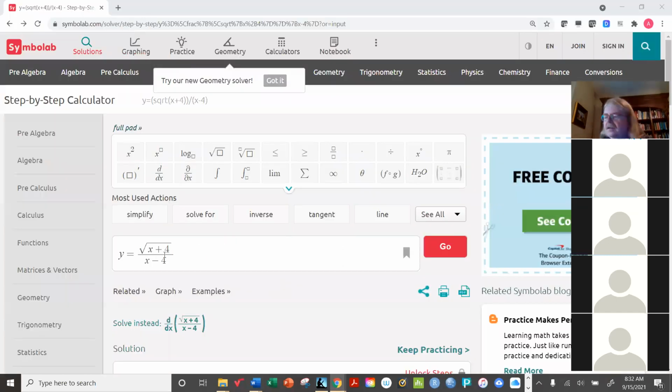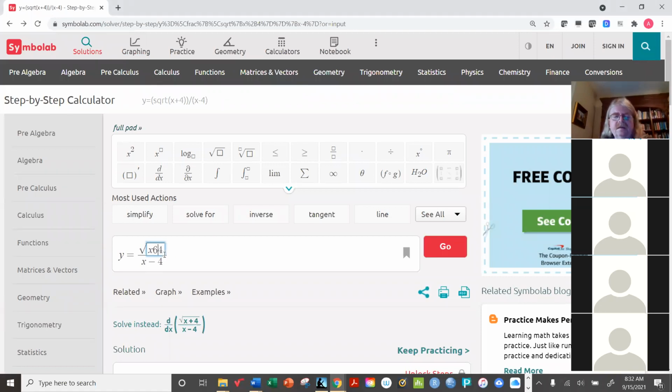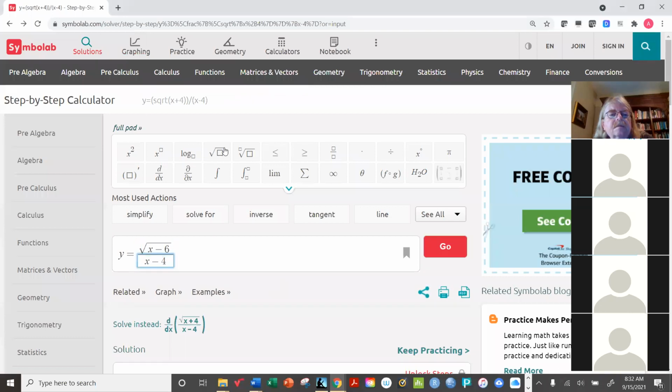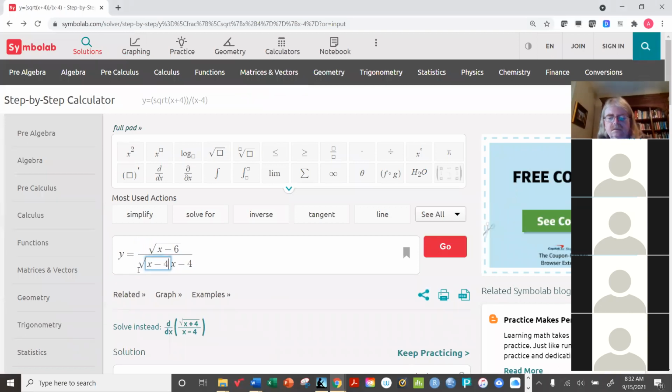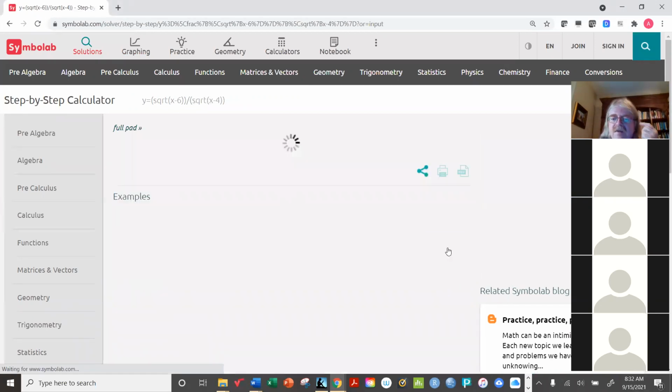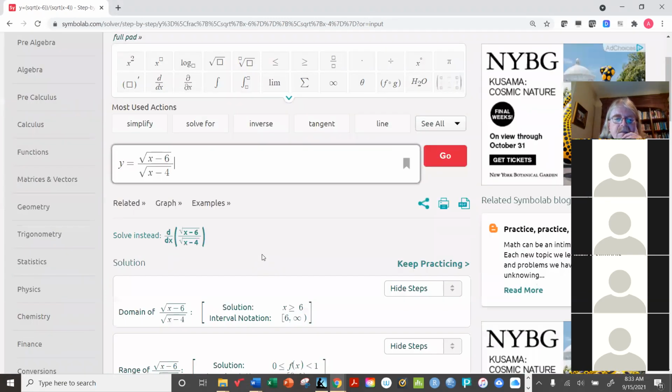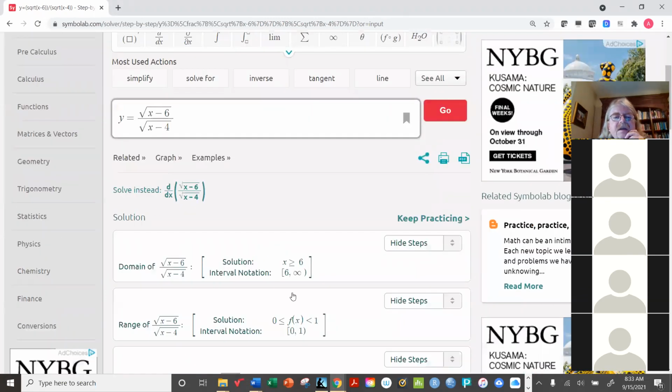Radical x minus 6, over radical x minus 4. Let's take a look. I wonder what this picture is going to look like. Again, I don't think it'll be pretty. Man, it's thinking. Okay, so you can see we did it correctly.